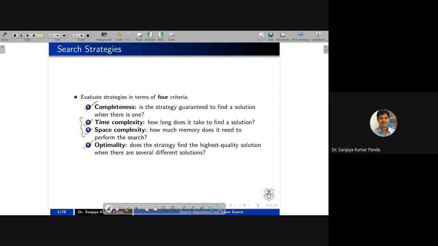So for any search strategy you follow, any searching algorithm, you first have to look into these four factors: completeness, time complexity, space complexity, and optimality. So let us discuss the algorithms one by one. I will tell you 10 algorithms today, with an example, and we will analyze all 10 algorithms in terms of these four parameters. This is the overall goal of this session.